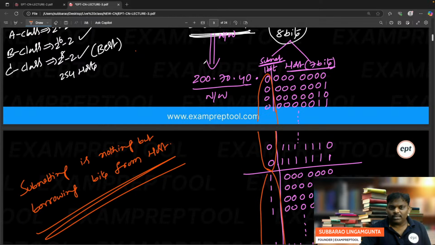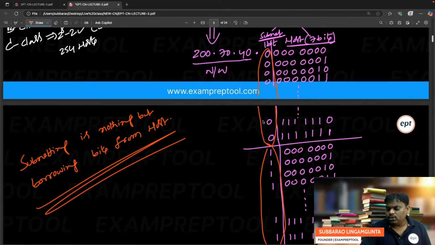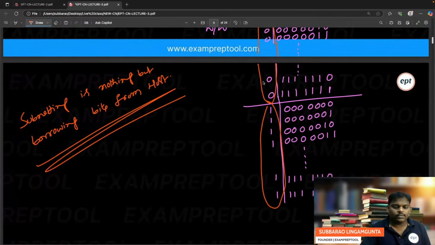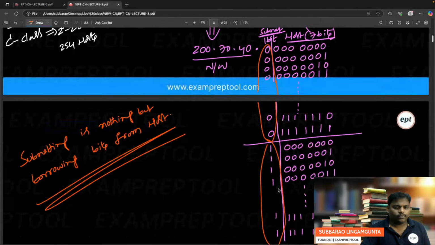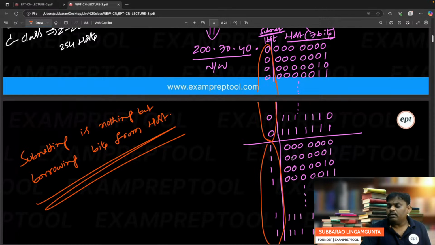Because subnet purpose 1 bit having two choices, subnet 0, subnet 1. Please try to understand. There are two subnets because subnet purpose 1 bit. 1 bit having two choices. Sir, what about network part? Network part, no change. Only host part will be changed.